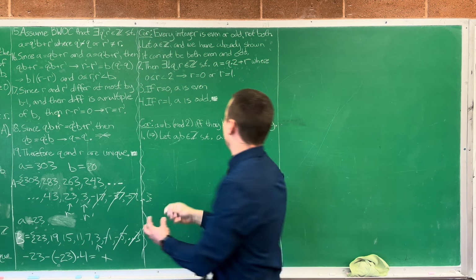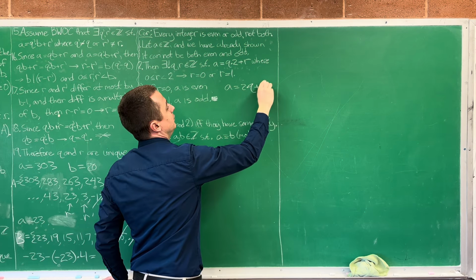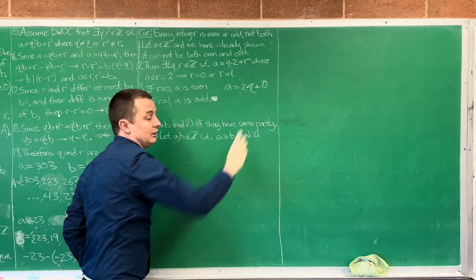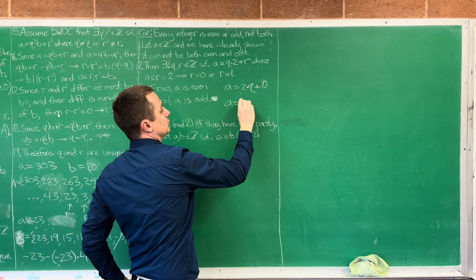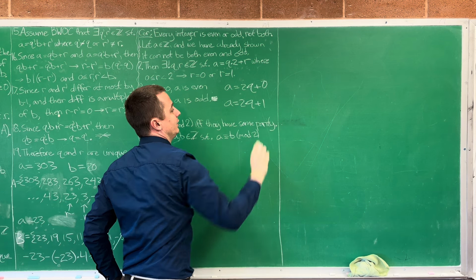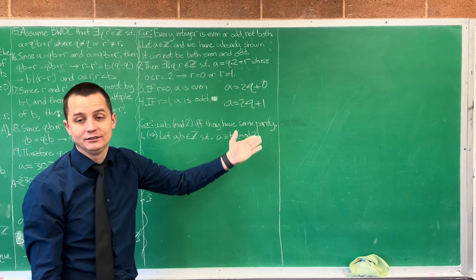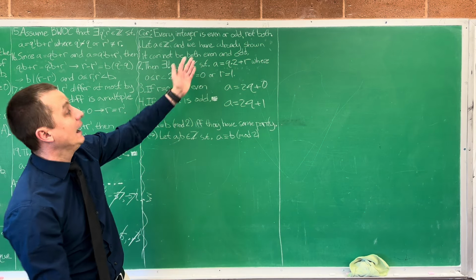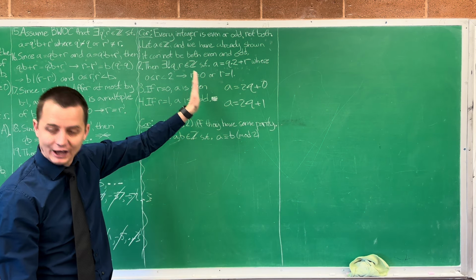If our remainder is 0, if I say that a is equal to 2 times q plus 0, what is a? An even, because it's 2 times an integer. That's even. If I say that a is equal to 2 times q plus 1, what is a? Odd, by definition. So if the remainder is 0, a is even. If the remainder is 1, a is odd. And our remainder has to be 0 or 1. There has to be one and only one solution to this, satisfying these conditions.